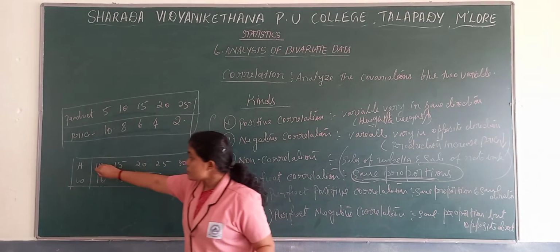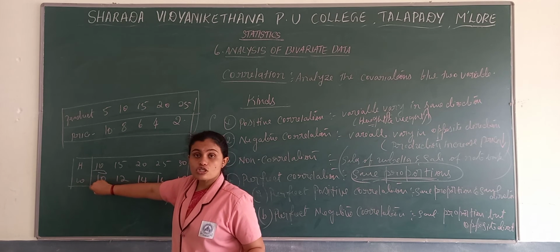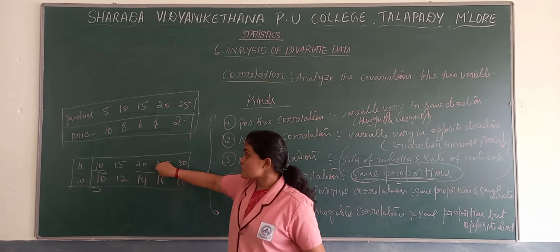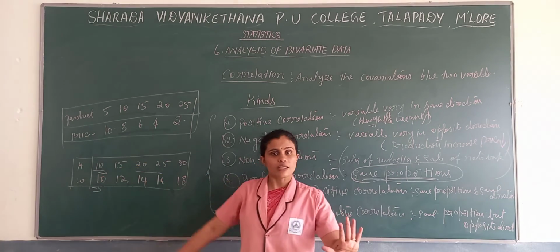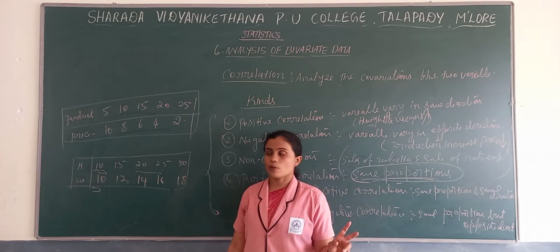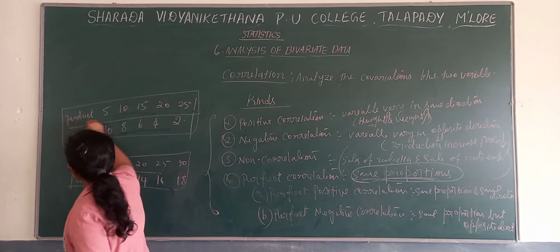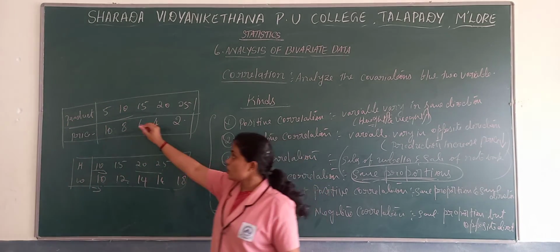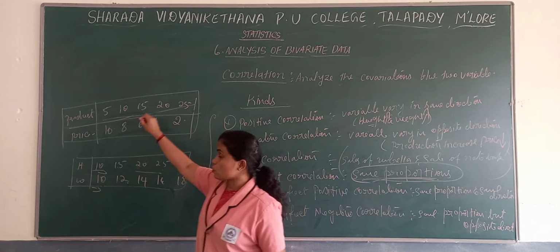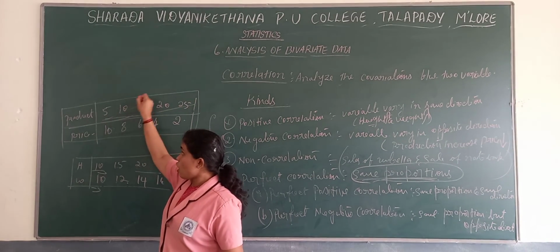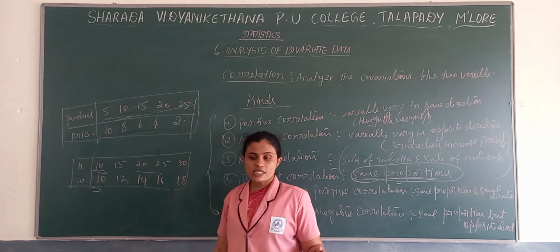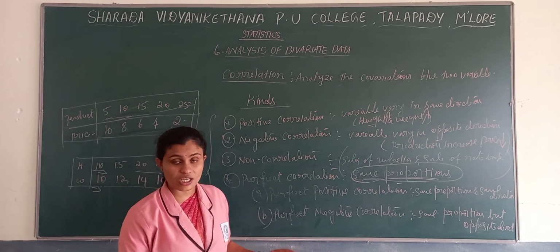Same proportion: this increases, this also increases. Direction is the same. Proportion: the gap is equal here, and the gap is equal here also. Same direction and same proportion. Here, perfect negative: the opposite direction but the same proportion. Here increases of 5, here decreases of 2. So these are the types of correlation.